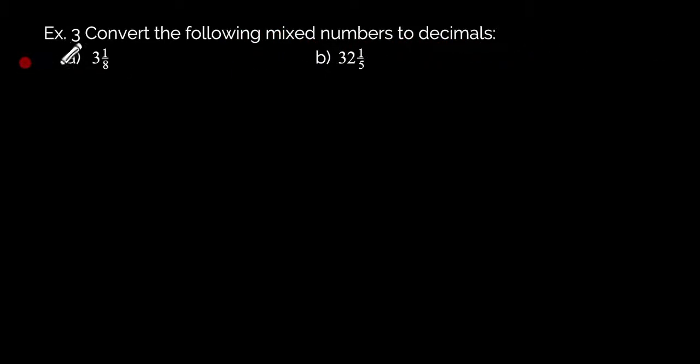Now you don't need to make them improper before you do this. You're just going to take, this is your whole number part right out here. So your answer is going to be 3 point something, and this one's going to be 32 point something. The whole number is to the left of the decimal point.